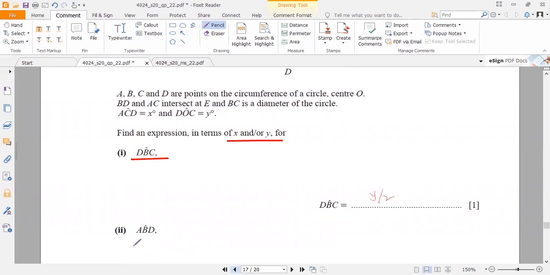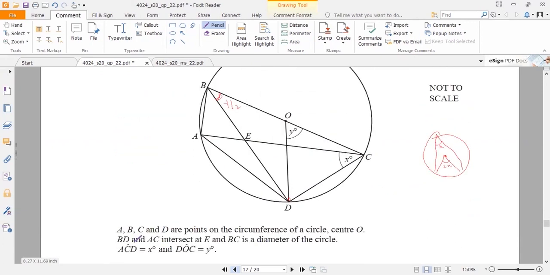Okay. Now for part B, ABD. A, B, and D. We need to find this angle. For this angle, we have to apply a property: if we have a circle and two common points touching the circumference, then this angle X will be this angle X. Both of these angles are the same.